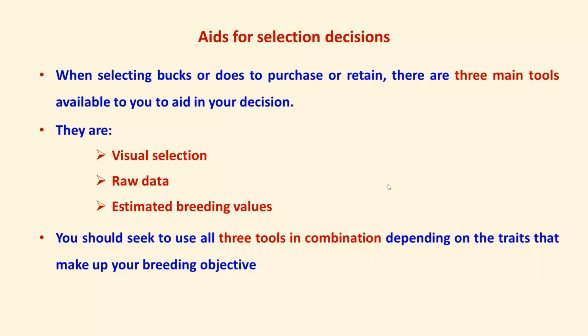So visual selection is very important, not only for the laymen, for the farmers. It is also important for the breeder farm, even for the research institutes. All of them, visual selection is very important. One more reason is, in visual selection, mainly we focus on the body conformation traits.